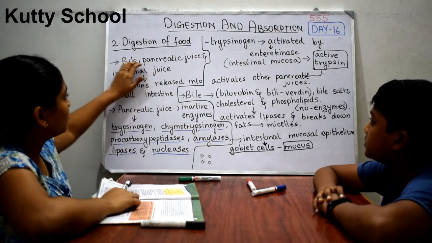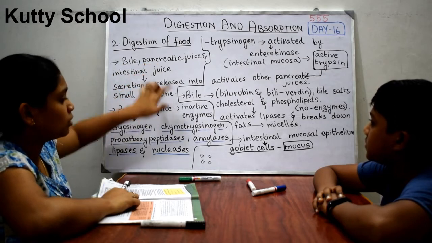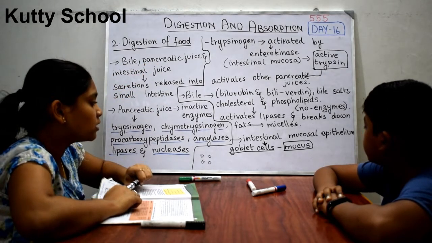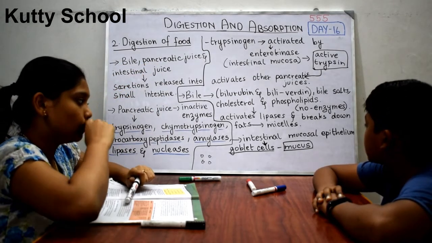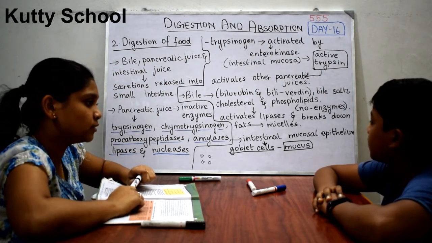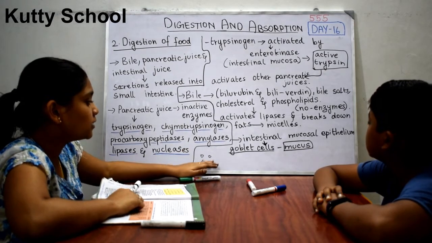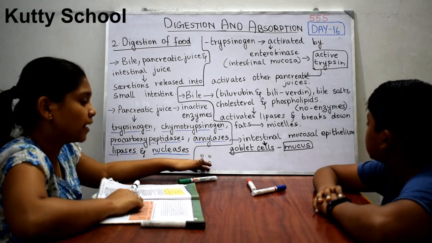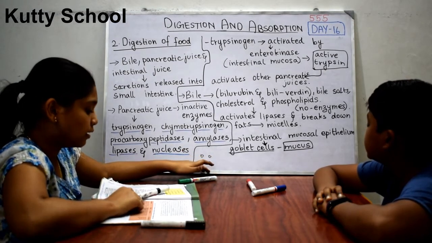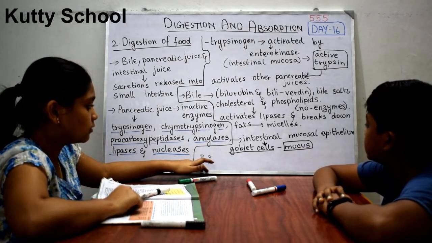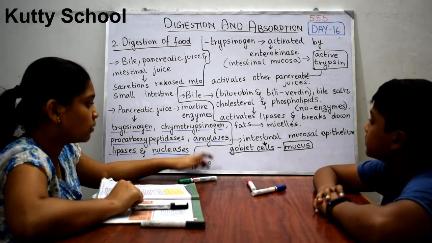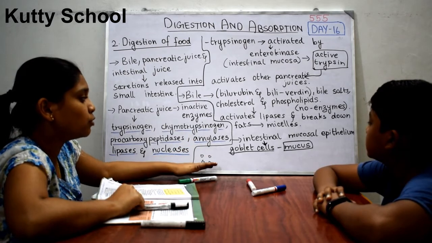We have seen about bile and pancreatic juice. Now we are going to see about intestinal juice. The intestinal mucosal epithelium has goblet cells, which secrete mucus. Whereas in the stomach the gastric glands secrete mucus, here goblet cells secrete mucus in the intestine.